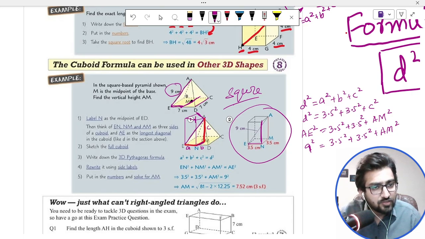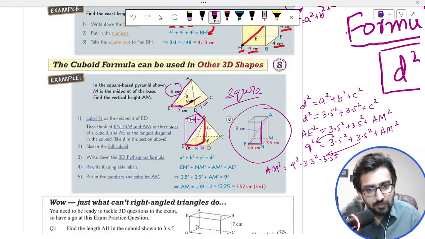So this is again an algebraic equation. Shift this to that side and this to that side, so it will become minus on the other side. So AM square is equal to 9 square minus 3.5 square minus 3.5 square. You solve it in the calculator, you will get the answer. You can see over here as well: 9 square is 81, and you can solve these two on a calculator and you will get the answer as 7.52.